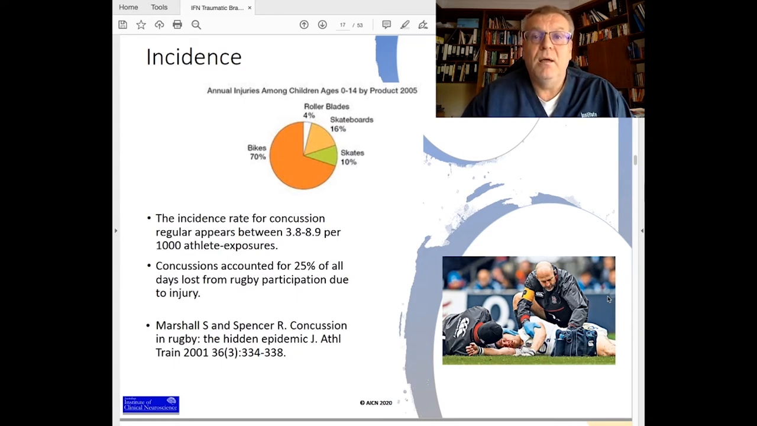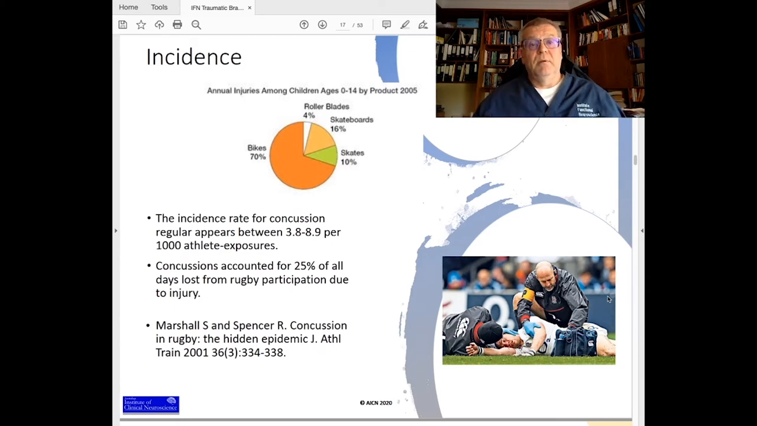So when we look at the rates of athletic exposure, we've piled a whole bunch of data together, and roughly between 3.8 and 8.9 per 1,000 athletic exposures, we can expect concussions. So that means if you have 1,000 kids playing a contact sport on any given day, we would expect 3.8, so four of those kids, to have concussions at some point. That can range as high as 9 in the statistical variance, but you get the picture that there are going to be concussions from contact sports. It's just a matter of how bad they are and how many happen.